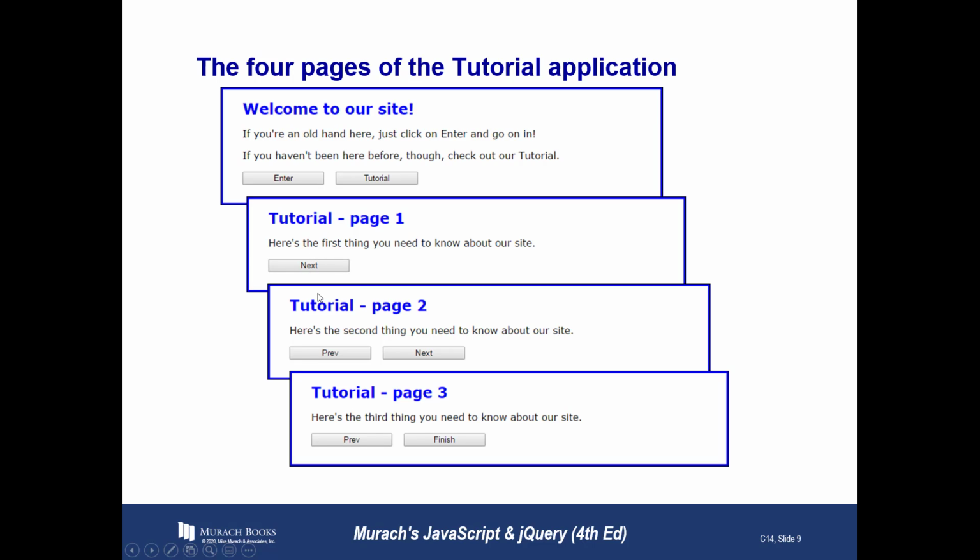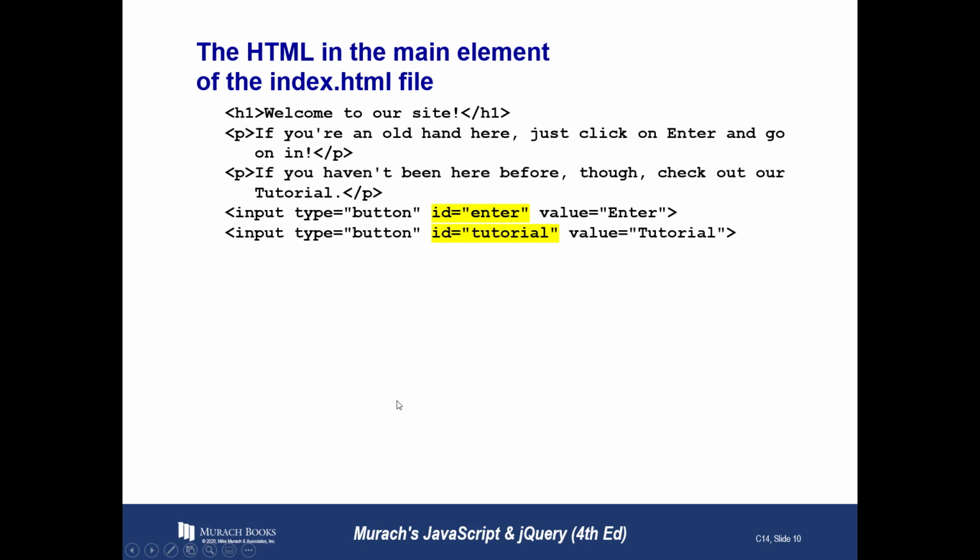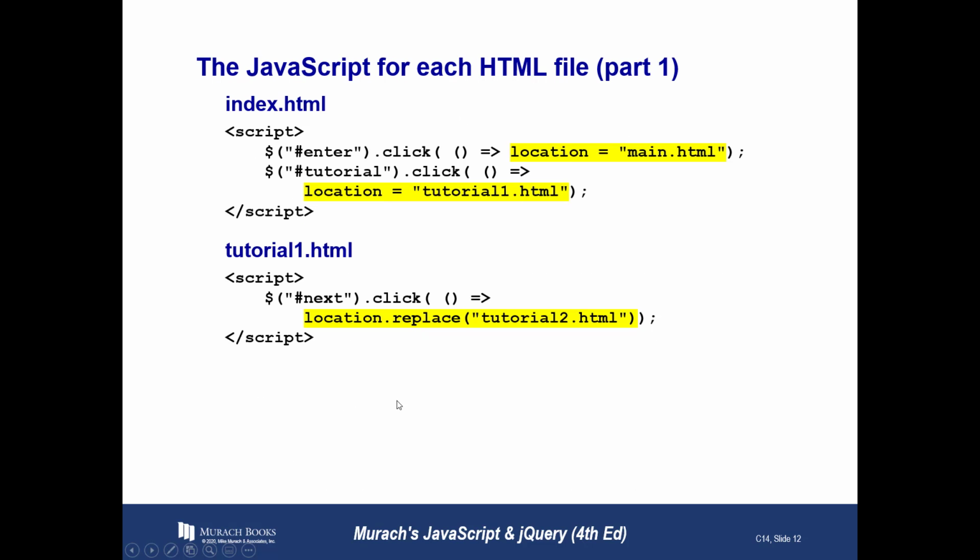Here you can only go forward. So if you're on page 1, you can only click next to go to page 2. If you're on page 2, you can click next to go to page 3 or previous to go back to page 1. And if you're on page 3, you can only go backwards or you can finish. And they show you the associated HTML and the JavaScript, which again utilizes the location object.